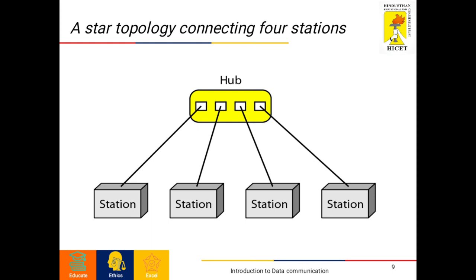Its advantage is that it is easy to install and reconfigure. Moves, additions and deletions involve only one connection, between the device and the hub, so it is very easy. The other advantage is that if one link fails, only that link is affected and all other links remain active. The main big disadvantage of the star topology is the dependency of the whole topology on one single point, the hub. If the hub goes down, the whole system is dead.